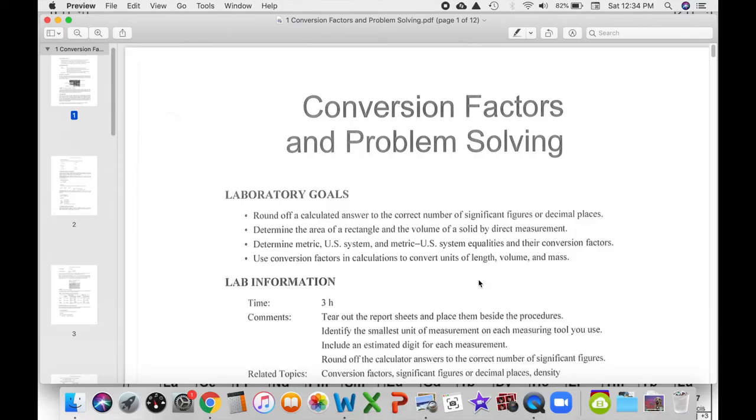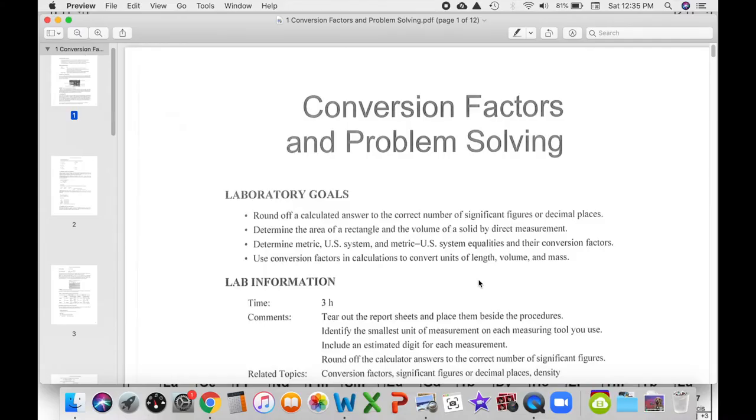Welcome to our first lab on conversion factors and problem solving. So in this lab, we're going to see how to convert units from one to the other. We're going to look at how to compare or examine numbers for significant figures, and then how to treat those numbers when we do calculations.